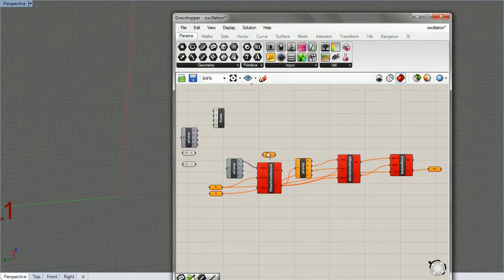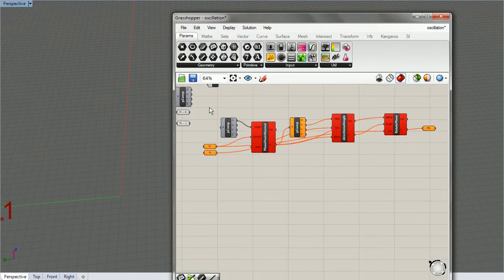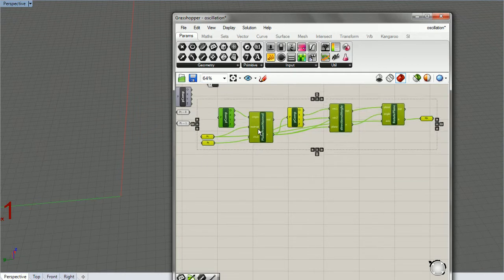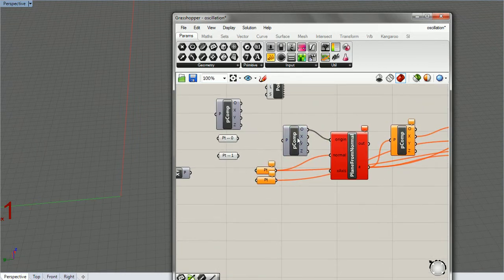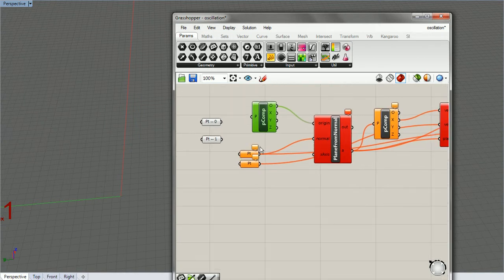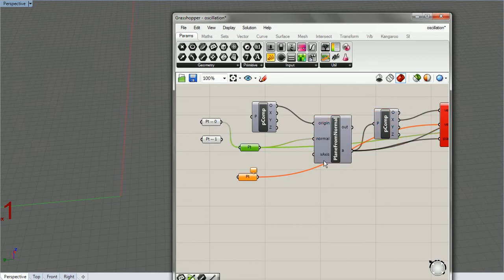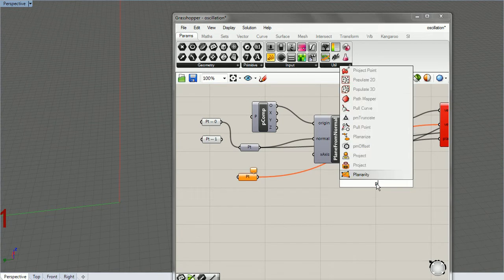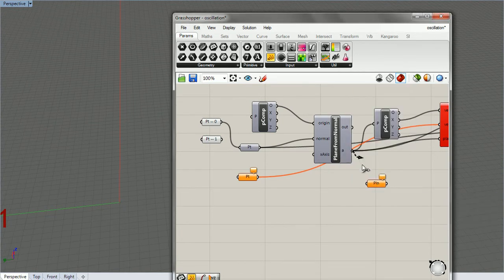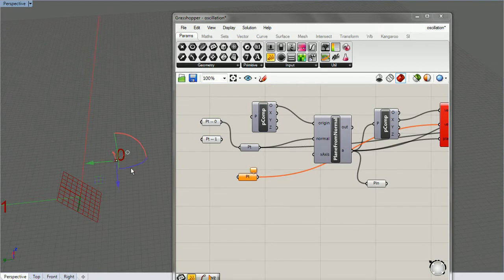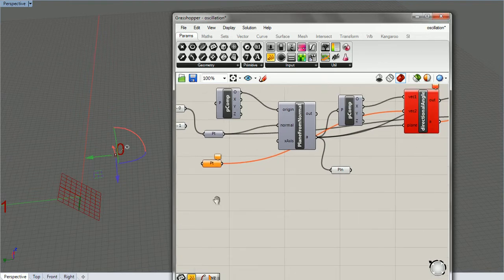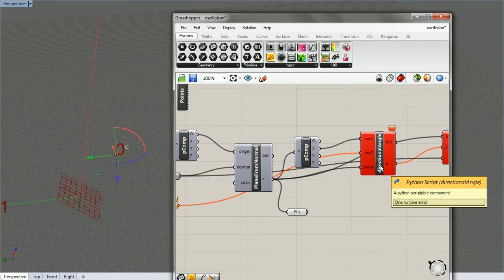here's what we have, and I'll discuss this component by component. So we've got, I can delete that, we've got the origin. We're using plane from normal, and we're just passing in the normal. We're not using x-axis. So let's take a look at that. Okay, so it's working.